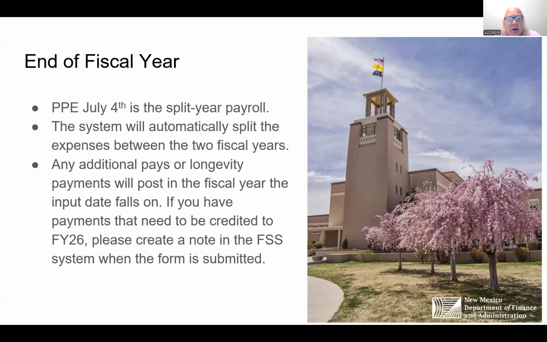If you do need to submit an additional pay request and you need to ensure that it falls in FY26, please note that on your request in FSS so that the payroll admins, when they input that information, know that it needs to be input on a specific date in order to ensure that it falls within a specific fiscal year. Next slide, please.